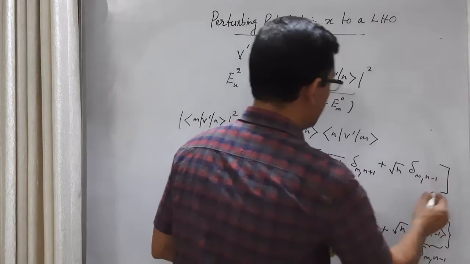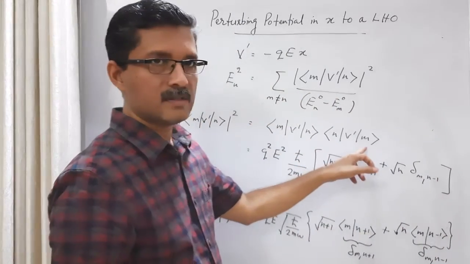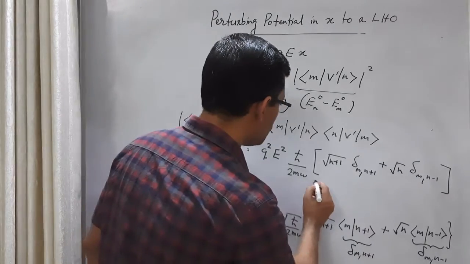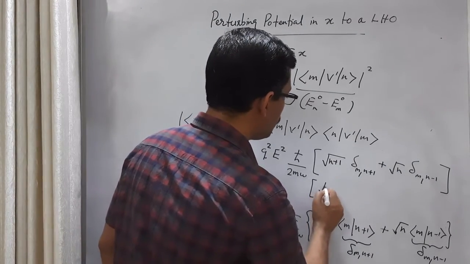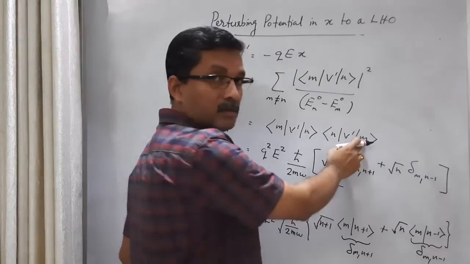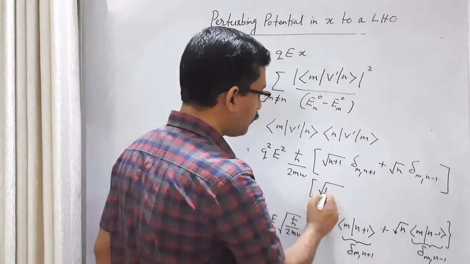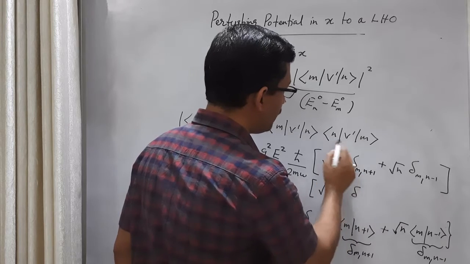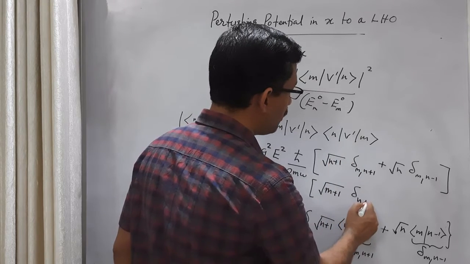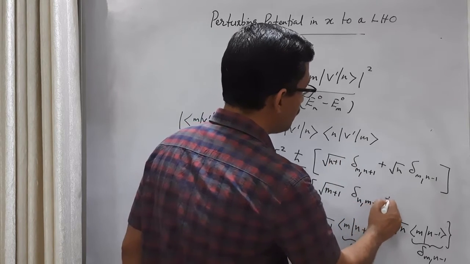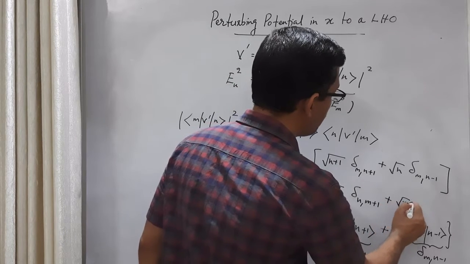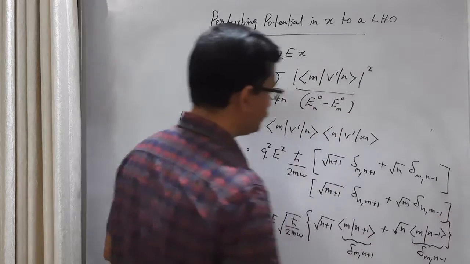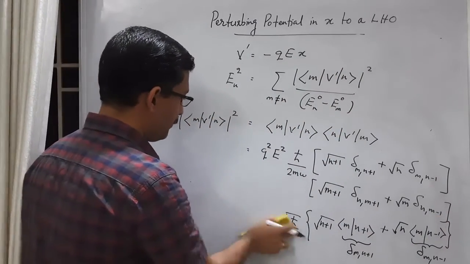There is a similar term from this matrix element with n and m interchanged. So let me write that term also. Root of m is on the ket vector side. So we have root of m plus 1 delta with m and n interchanged, n comma m plus 1, plus root m delta n comma m minus 1. So this is the entire thing.